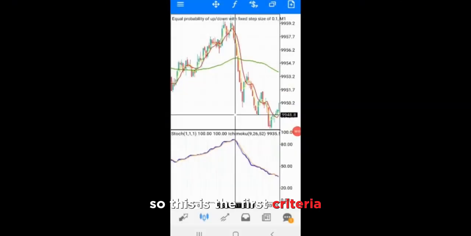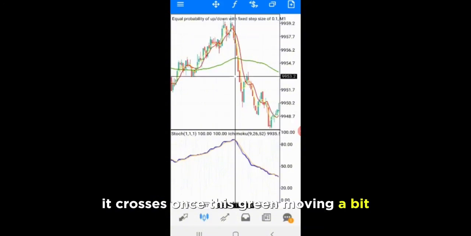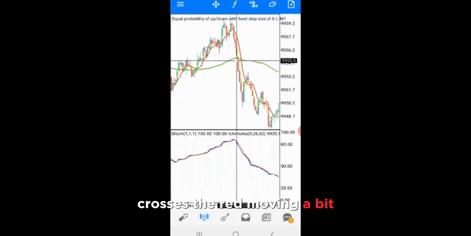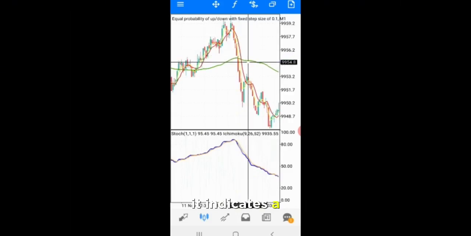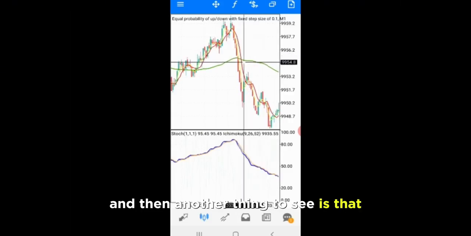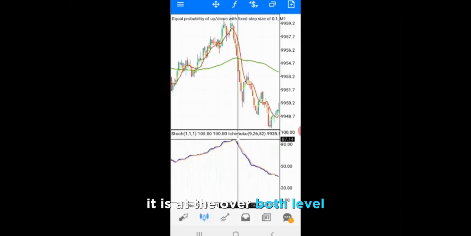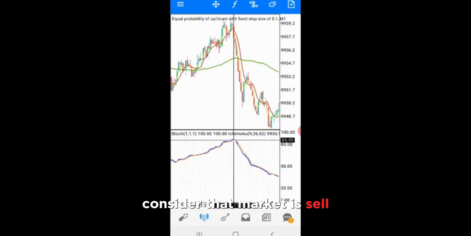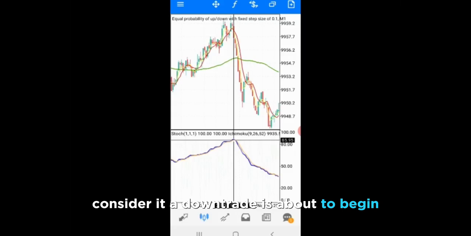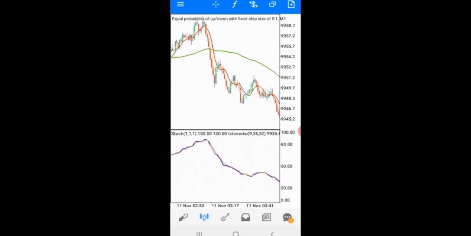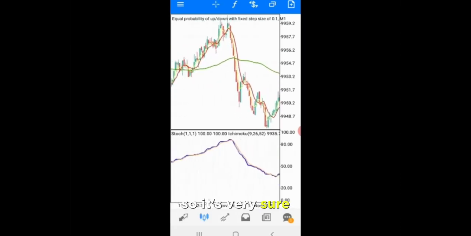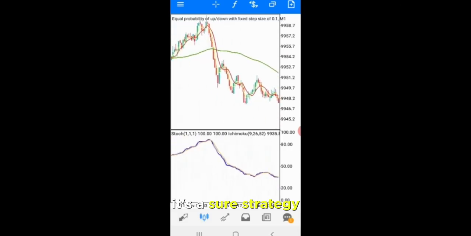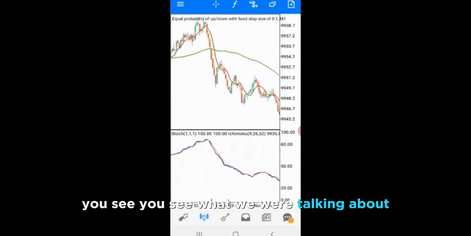So this is the first criterion. Once this green moving average crosses the red moving average, it indicates a sell. And then another thing to see is that it is at the overbought level. Once it's at the overbought level, consider that market a sell. Consider that a downtrend is about to begin. So it's very sure. It's a sure strategy. You see what we are talking about.